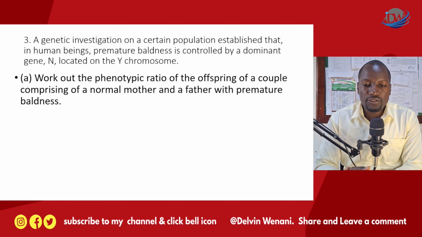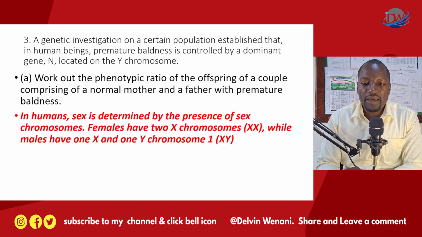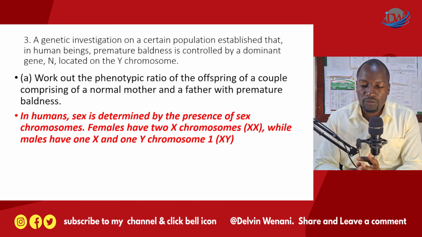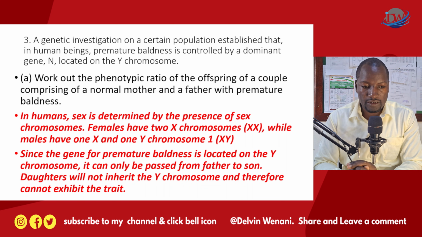Now, I want you to look at this, and you discover the following. Before we work it out, I want us to analyze some things here. Number one, you will discover that in humans, sex is determined by the presence of a sex chromosome. Females have two, that is chromosome X and X, while males have one X and one Y chromosome. And therefore, since the gene for premature baldness is located on the Y chromosome, it can only be passed from father to son. So daughters will not inherit the Y chromosome and therefore cannot exhibit the trait.